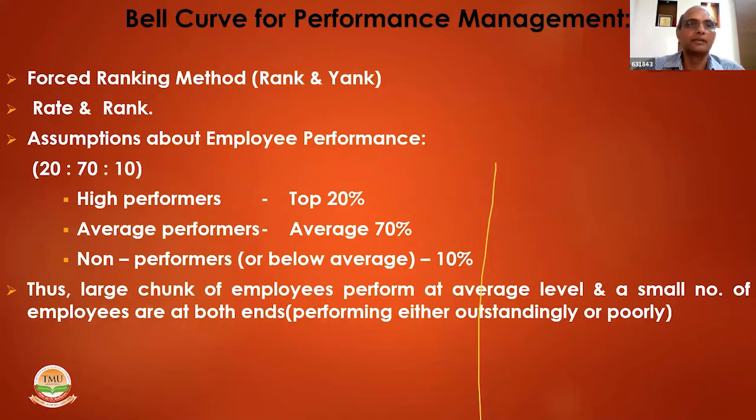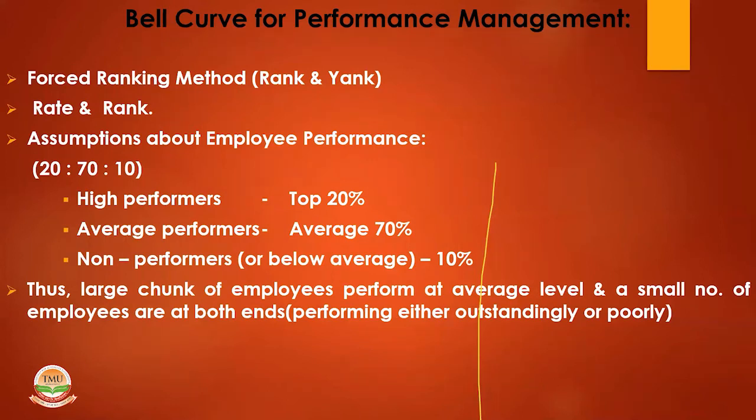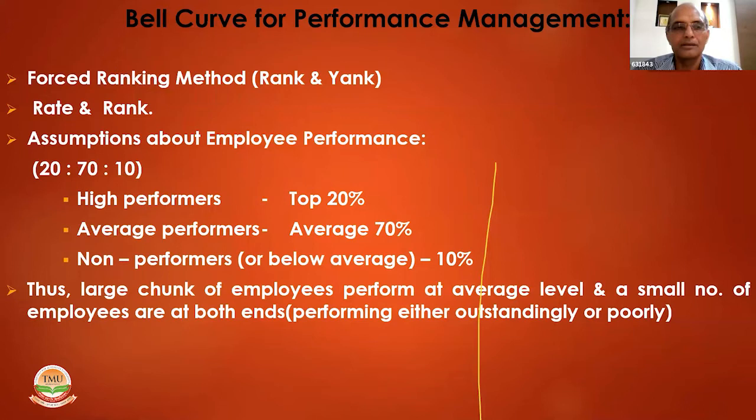So a little bit about the bell curve. It is a force ranking method. We popularly call it rank and yank. First we rate the performance of employees using whatever tool they have, and then we rank them. The assumption is that there are high performers around 20%, average performers around 70%, and 10% are low performers or below average. That means a large chunk of employees perform at an average level, and some employees are at both ends, lower as well as higher. This is the assumption which HR forces on the employees.